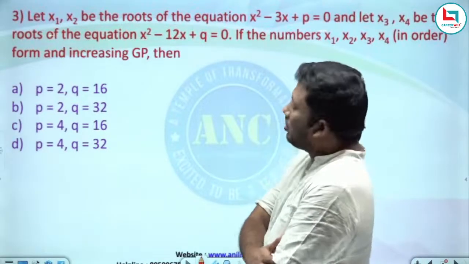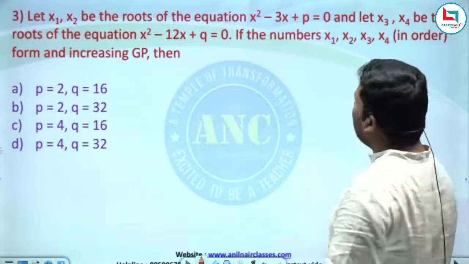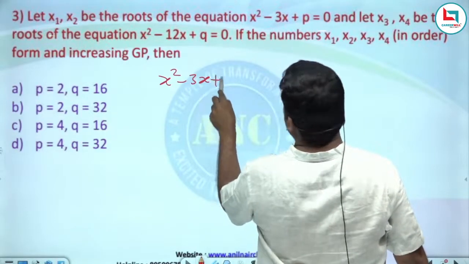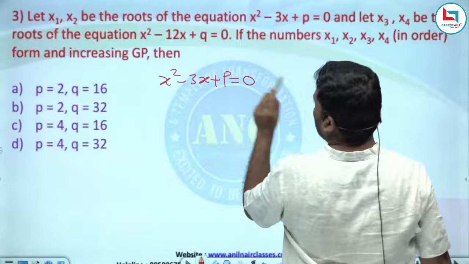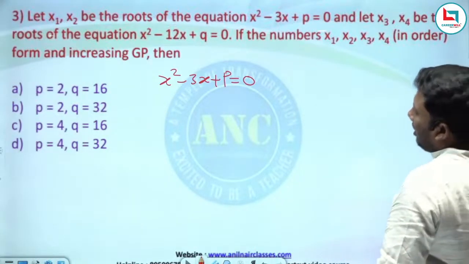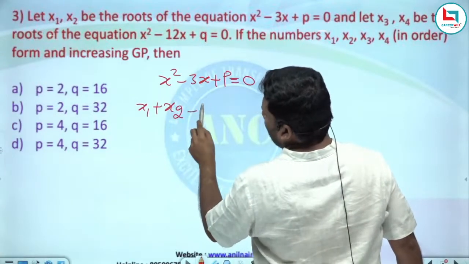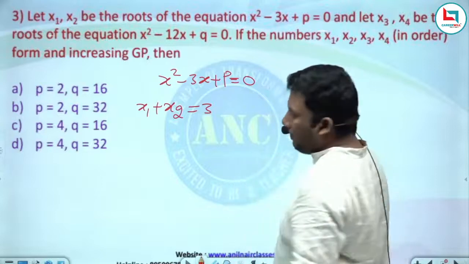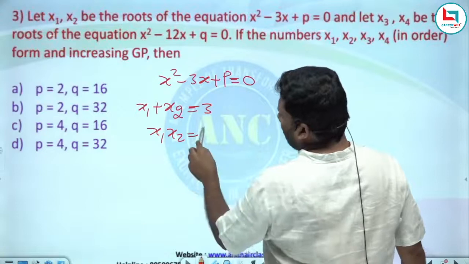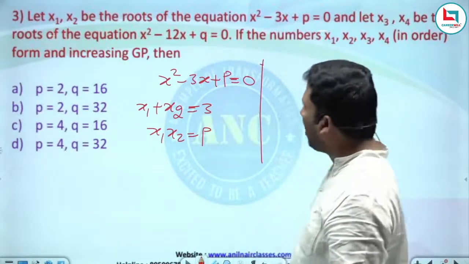Now read the next question. Let x1, x2 be the roots of the equation x square minus 3x plus p equivalent to 0. What are the roots? Sum of the roots is given by minus b by a, minus into minus 3, plus 3. Product of the roots is given by x1, x2 equivalent to p. First one I did sum of the roots as well as product of the roots.